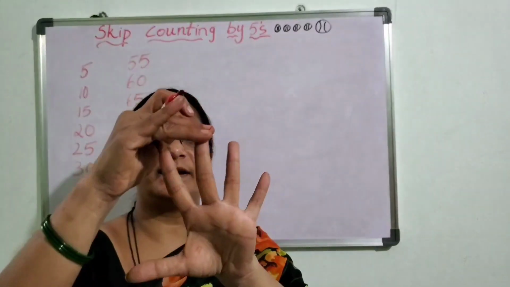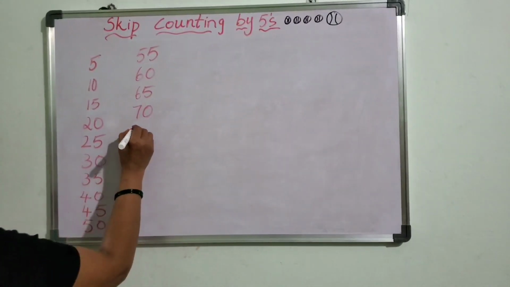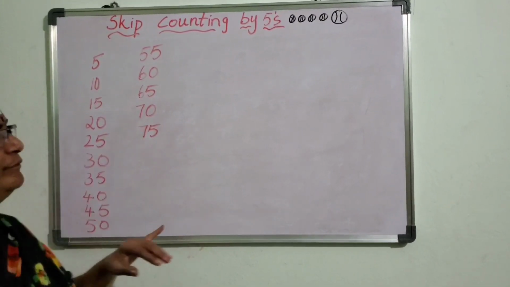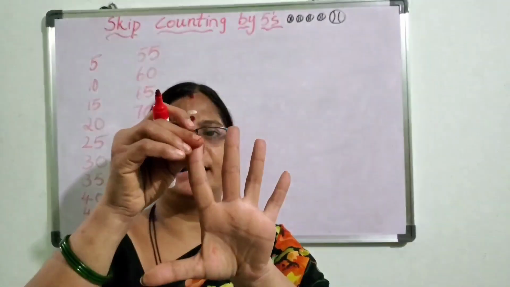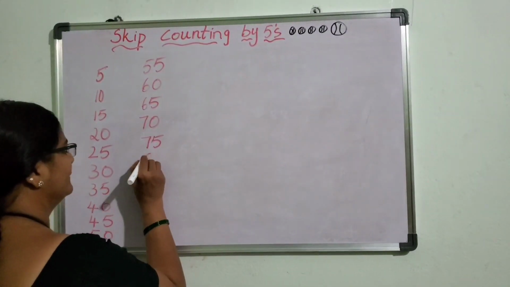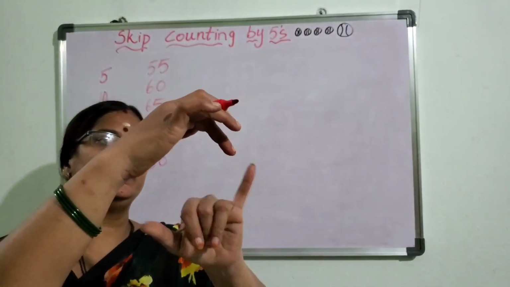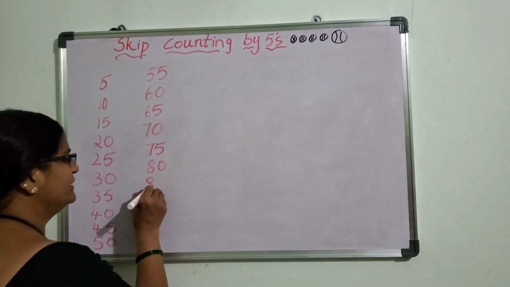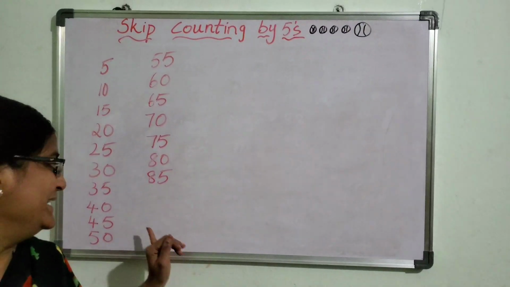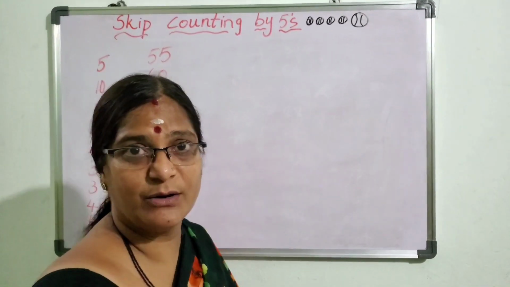71, 72, 73, 74 and 75. 76, 77, 78, 79, 80. 81, 82, 83, 84, 85. Here, now even with the balls also you can count.